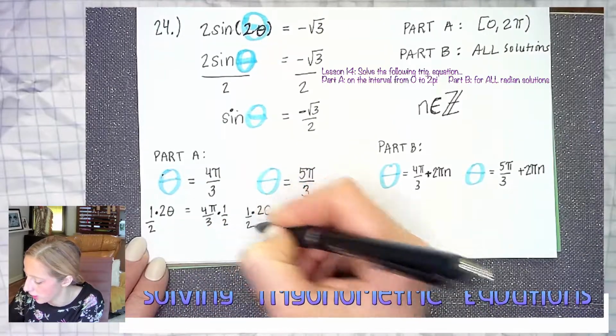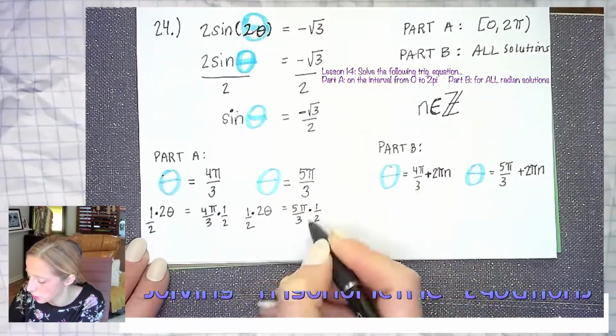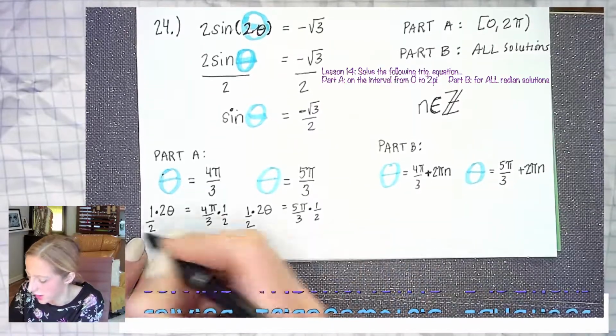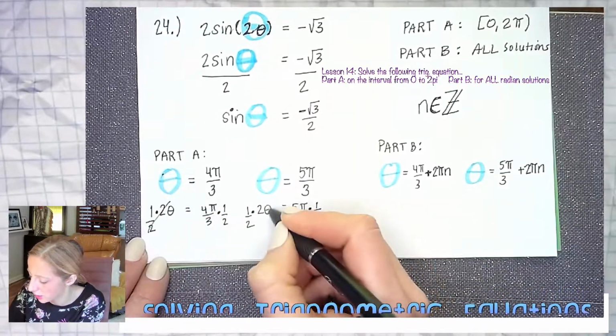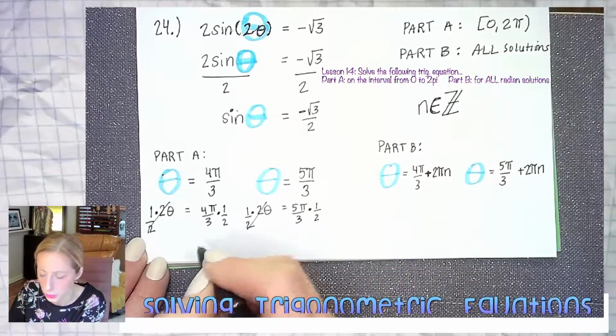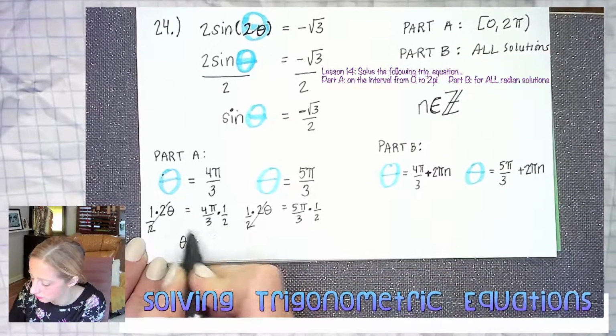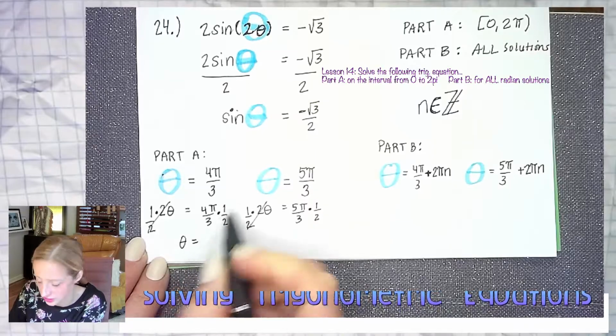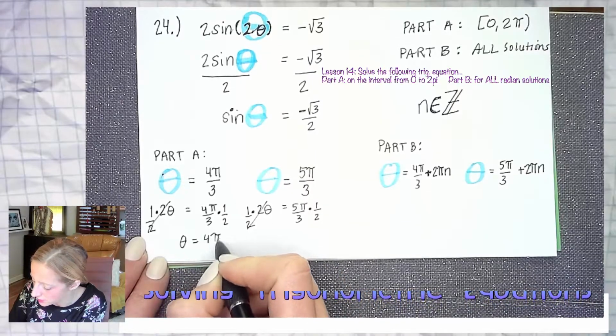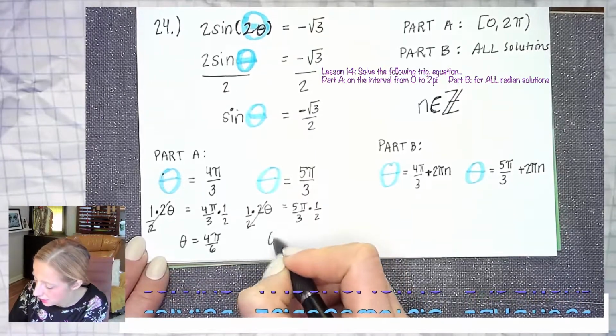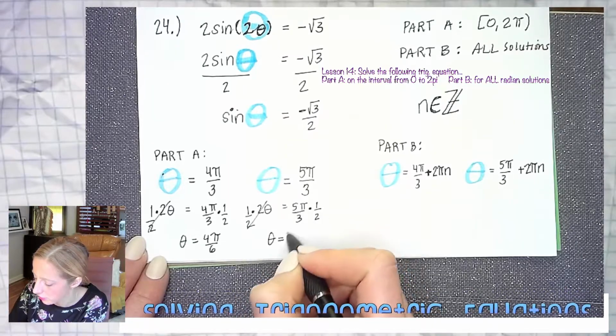You get a half, half, half, half, half. So it's the same as dividing by 2. This way you don't have to have a fraction being divided, you know? So then I get theta alone, theta alone. And what do I get? I get theta equals, I'm going to leave it over 6. So I'm going to get 4 pi over 6. And here I'm going to get theta equals 5 pi over 6.